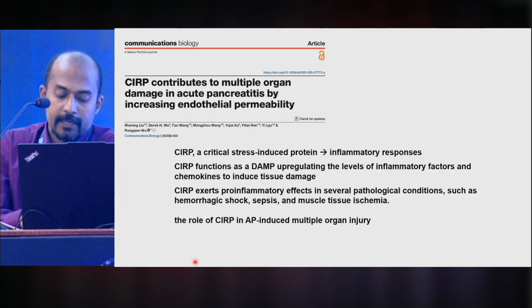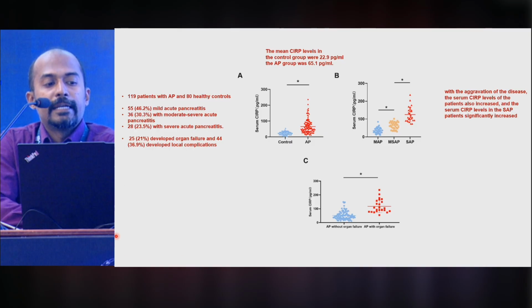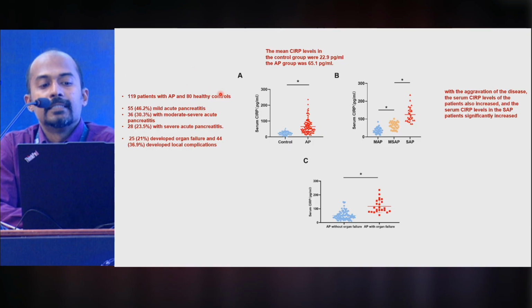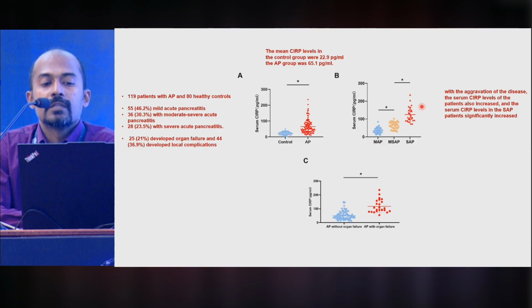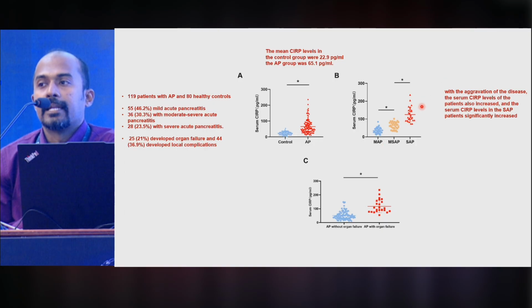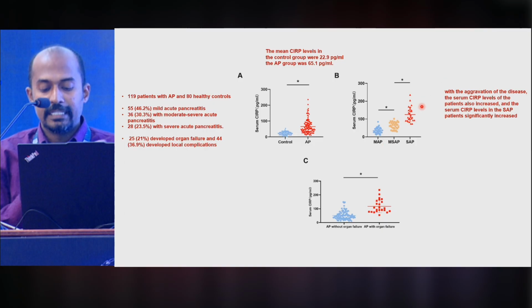Initially, they measured CARP in AP patients: 119 patients with AP and 80 healthy controls. The mean CARP level in the control group is 22.9 picograms, whereas in AP it is 65. And with different severity of the disease, they are seeing an increase in the amount of CARP. So the same thing we want to observe in the model.